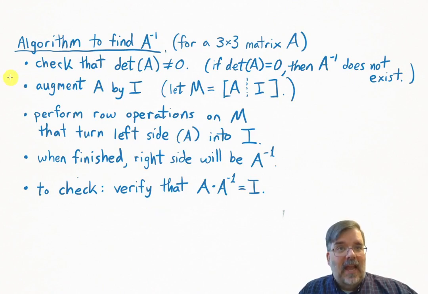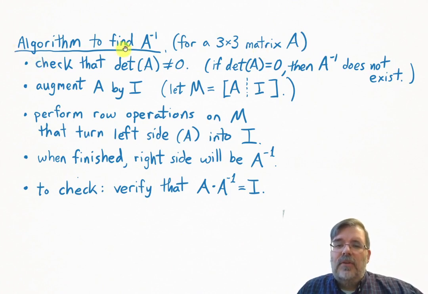So here's the algorithm. And we'll use this for a 3x3 matrix. For a 2x2 matrix, we already have a pretty convenient formula. So first, it's always helpful to check that the determinant is not equal to 0, because if the determinant was equal to 0, the inverse would not exist.